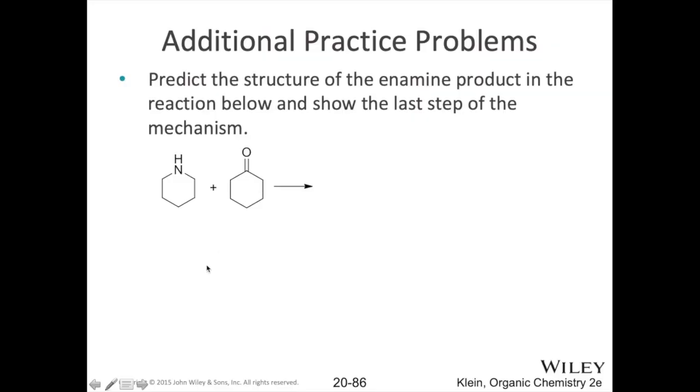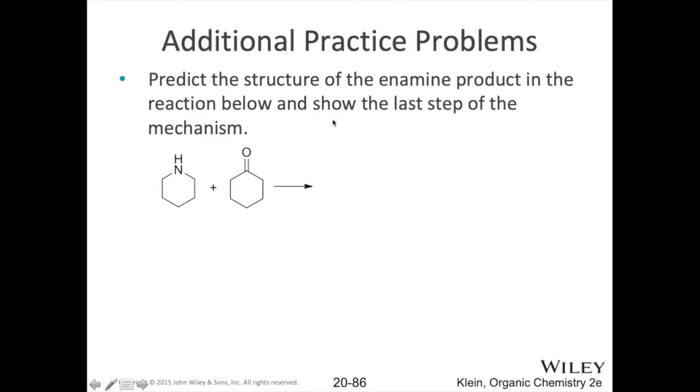Here we have an amine and we have a carbonyl. Now notice that this amine is a secondary amine. We have 2 carbons coming off of it. So remember, a primary amine would form an imine product. We have a secondary amine, so that's going to make an enamine product. And the question tells you that. It tells you you're making an enamine. Go ahead and draw out the mechanism for that.